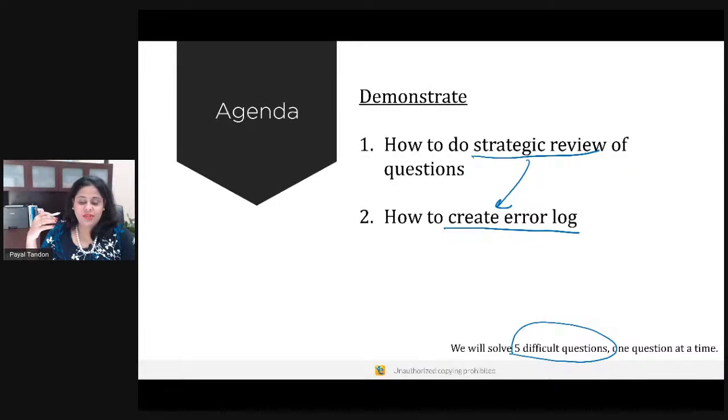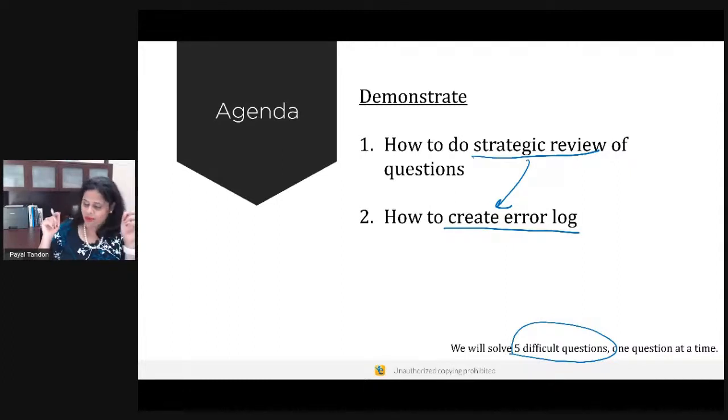Your goal is to get to the point where you're given difficult questions and you are able to answer them correctly, right? That's our goal, to achieve that 90th percentile ability. So we're going to take 5 difficult questions, solving one question at a time, and I'm going to teach you, given a solution, what you should be paying attention to in the solution so that you can absorb as much as you can from it and create an appropriate error log.